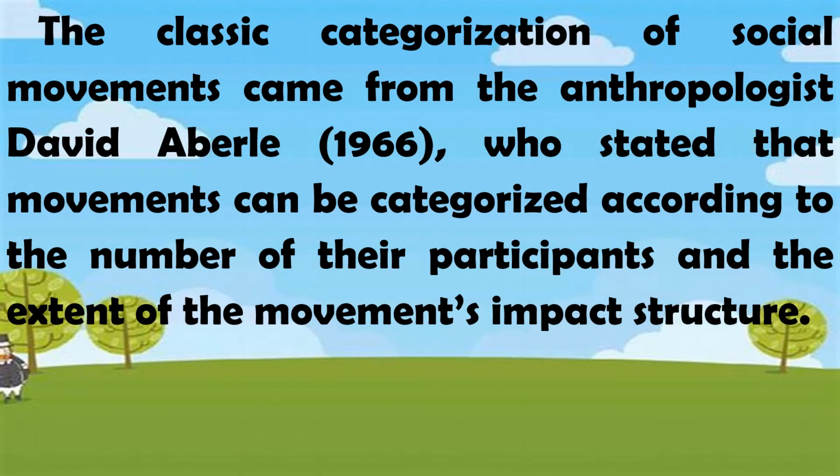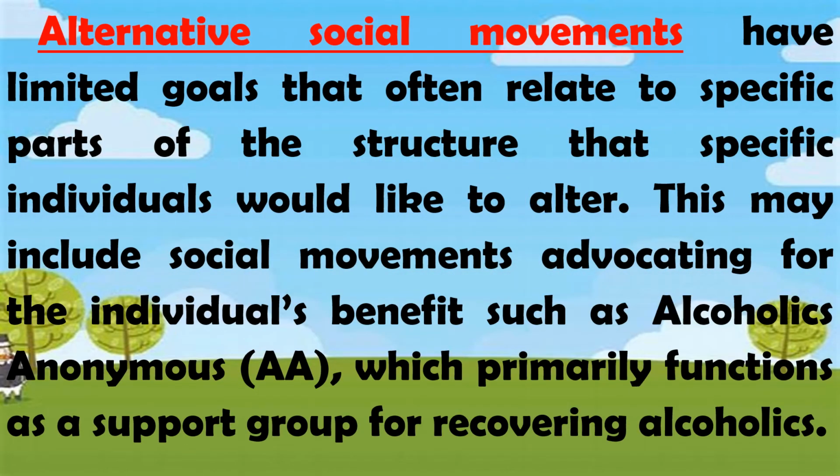The classic categorization of social movements came from the anthropologist David Aberle, 1966, who stated that movements can be categorized according to the number of their participants and the extent of the movement's impact on structure. Alternative social movements have limited goals that often relate to specific parts of the structure that the specific individuals would like to alter. This may include social movements advocating for the individual's benefit, such as Alcoholics Anonymous, AA, which primarily functions as a support group for recovering alcoholics.